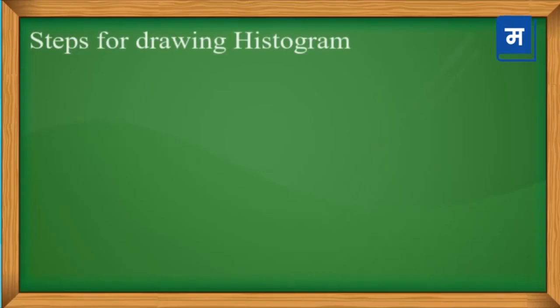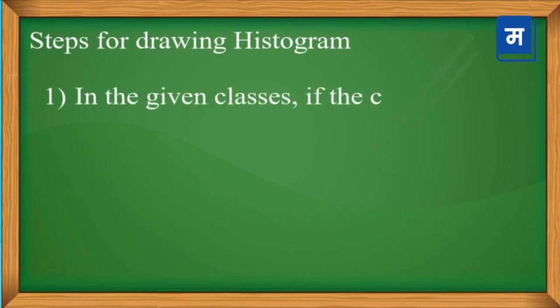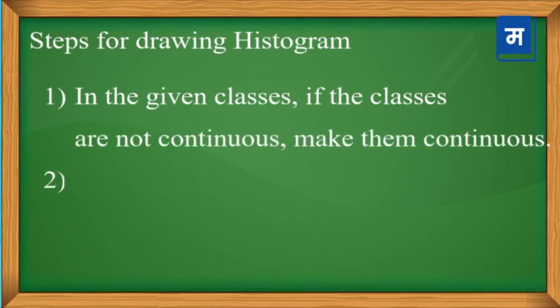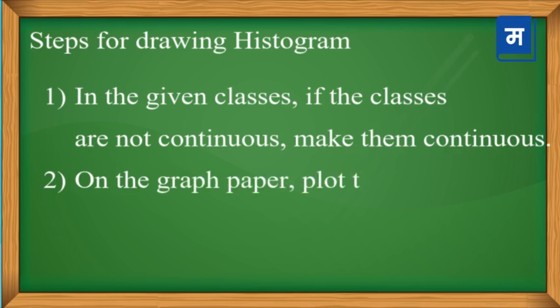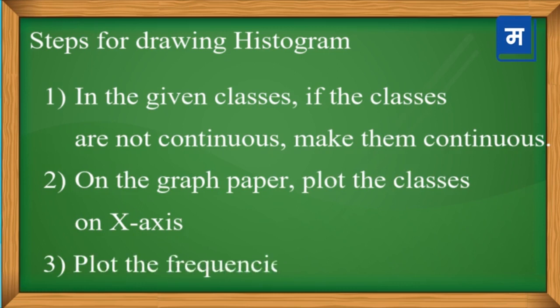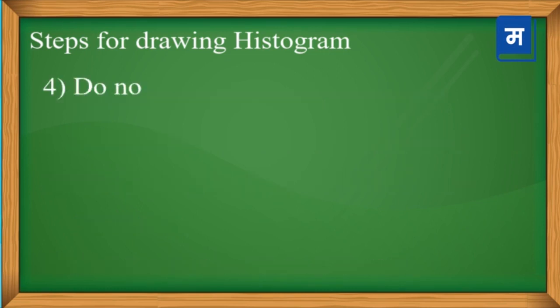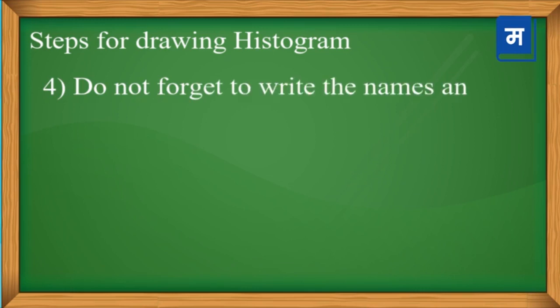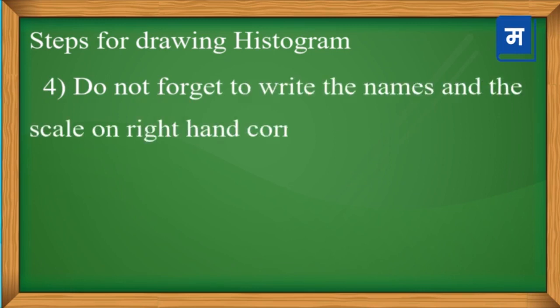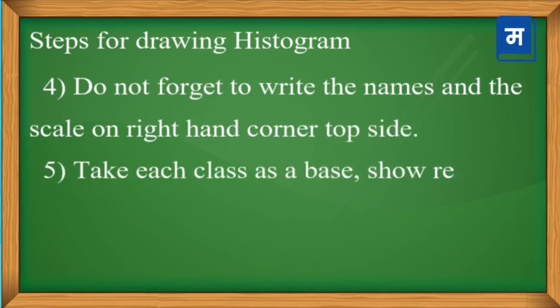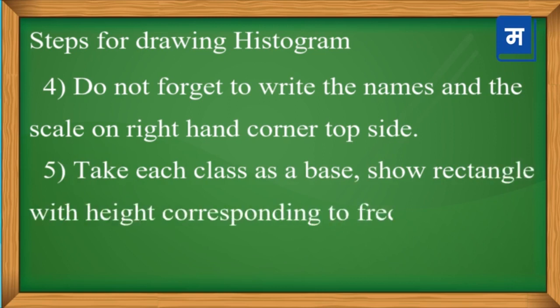Our first topic is histogram. Let us see the steps shown on the display. The steps are: first, in the given classes, if the classes are not continuous, make them continuous. Second, on the graph paper, plot the classes on x-axis. Third, plot the frequencies on y-axis. Fourth, don't forget to write the names and the scale on the right-hand corner top side. Fifth, take each class as base, show rectangle with the height corresponding to the frequencies.